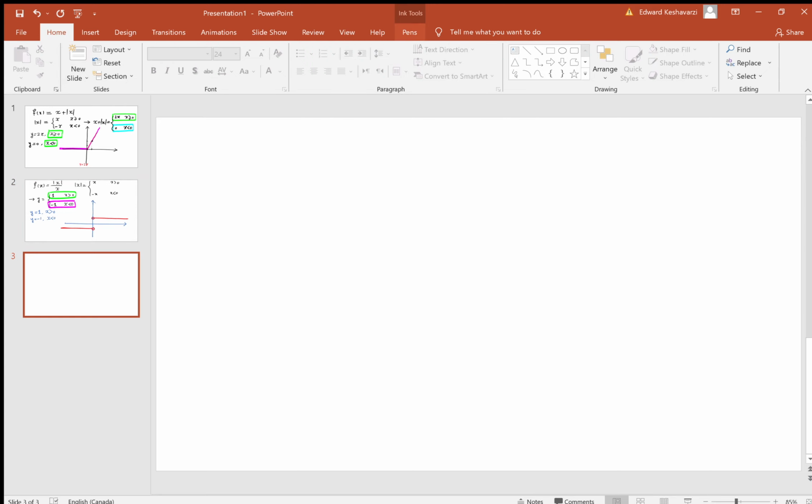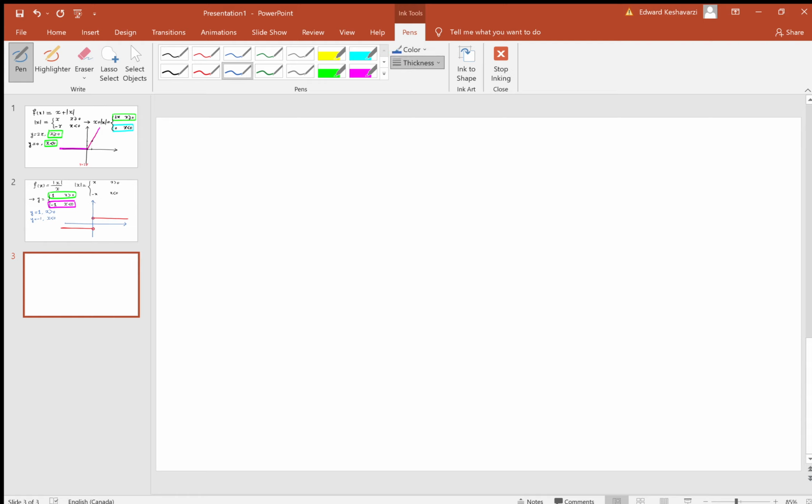Let's quickly have the third example. Okay, so all we need to focus on is the yellow part, which is absolute value of x minus 1. So y equals the absolute value. Let me start with the absolute value.